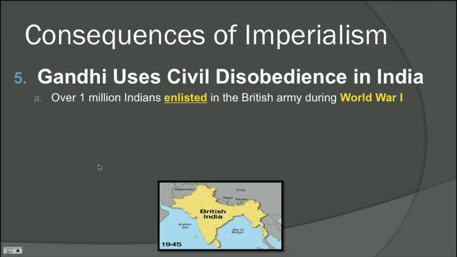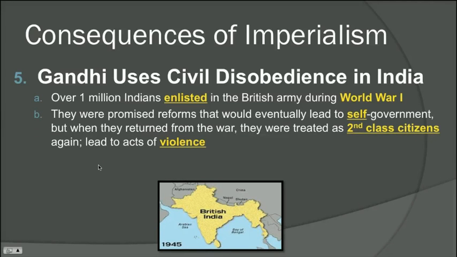Well, over 1 million Indians enlisted in the British Army during World War I. And that's significant because by doing so, they thought that this was going to help their situation. They were promised reforms that would eventually lead to self-government, but when they returned home from war, they were treated as second-class citizens again, and this led to acts of violence.